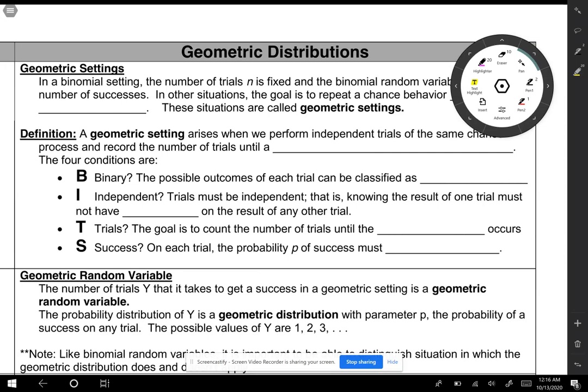Hello, STAT students. Today we will do our last section of the semester. We'll be talking about geometric distributions.